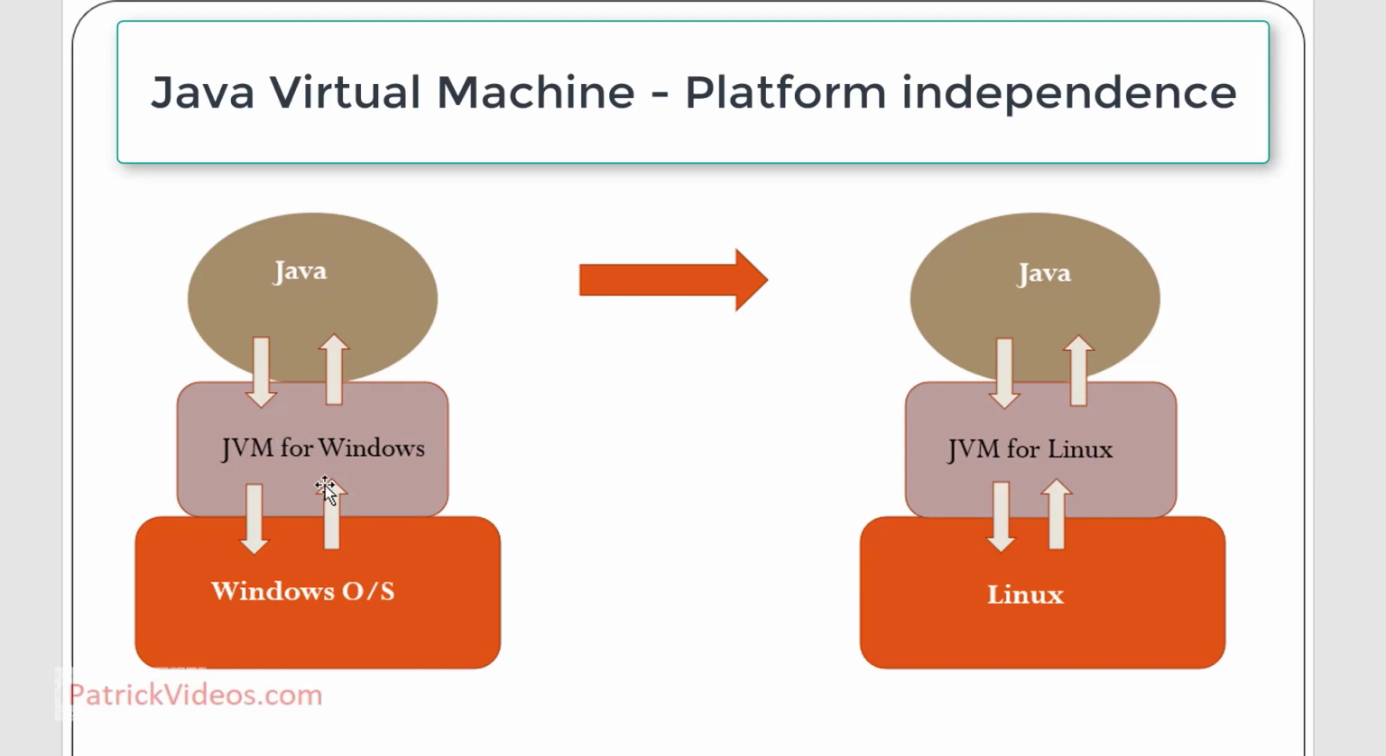This layer is called the Java Virtual Machine. So if you look at it, there is a JVM or Java Virtual Machine for every operating system, and Java code resides on top of the JVM. So once you compile Java code, you can deploy it to any operating system. That is why Java is called a platform independent language. It is independent of the operating system. The operating system is the platform, and Java is independent of this platform.